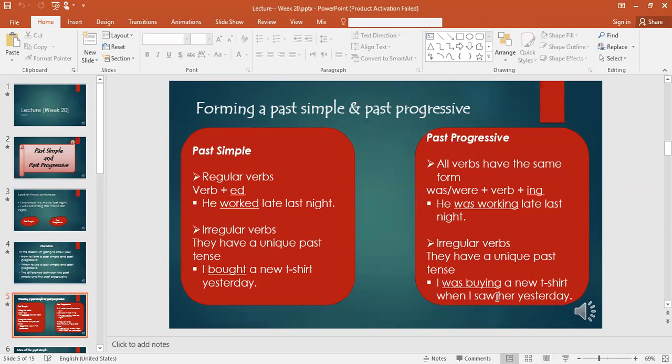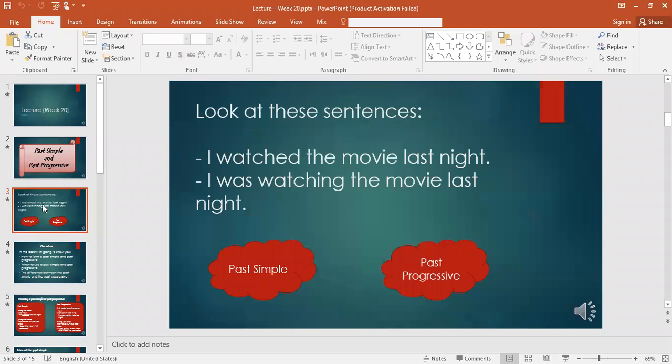Now, let's talk about the past progressive. First of all, Dana, please read the second sentence in this slide. Fatima, yes, can you read it? I was watching the movie last night.